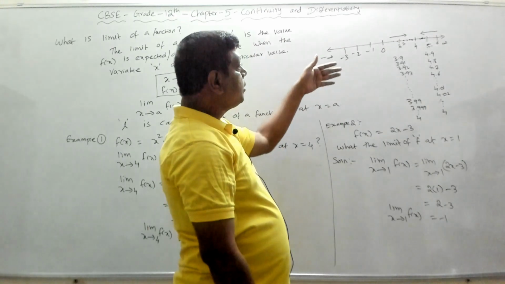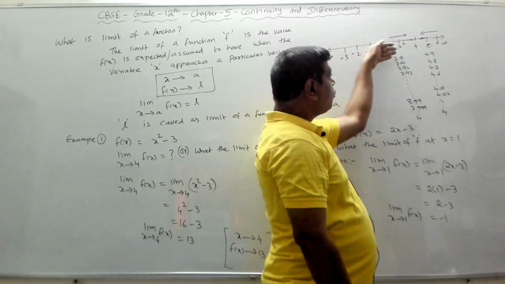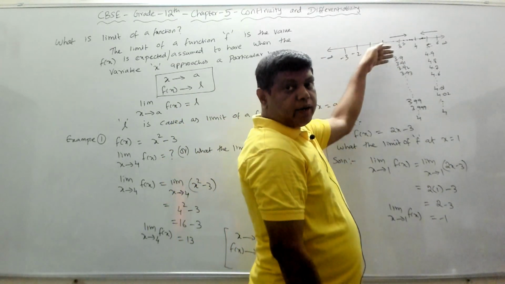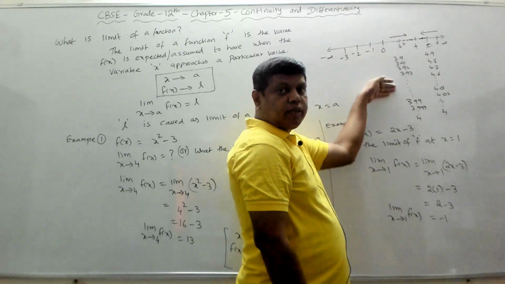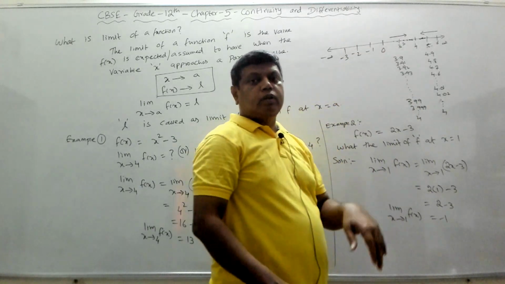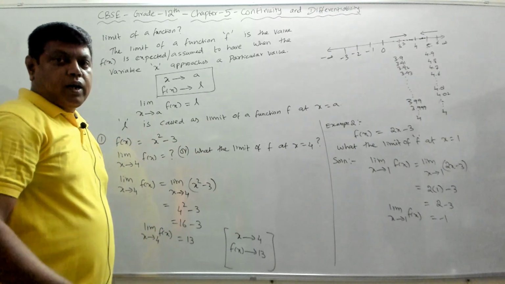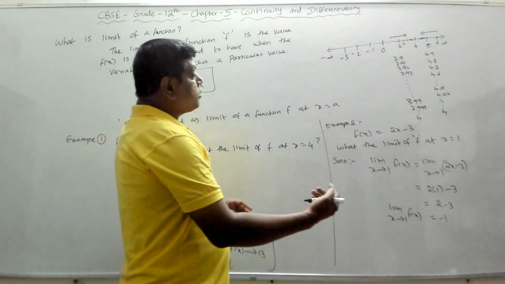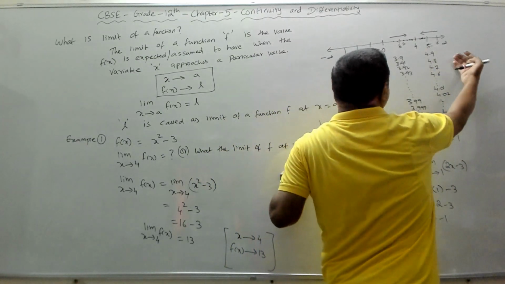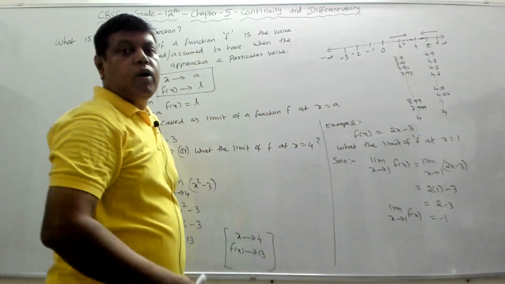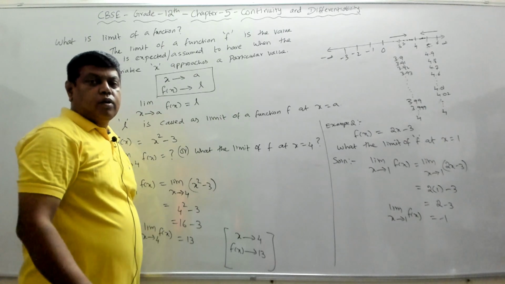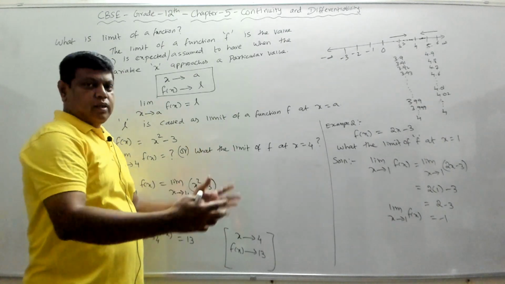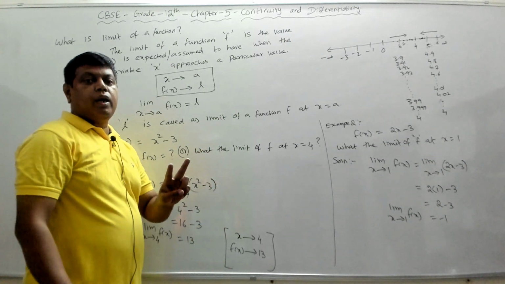So what is the left hand limit? Suppose x approaches 4 through the values less than 4, or from the left side of 4. That is called the left hand limit. If x approaches 4 through the values greater than 4, then the value of f of x is called the right hand limit. So that gives us the definition of left hand limit and right hand limit.